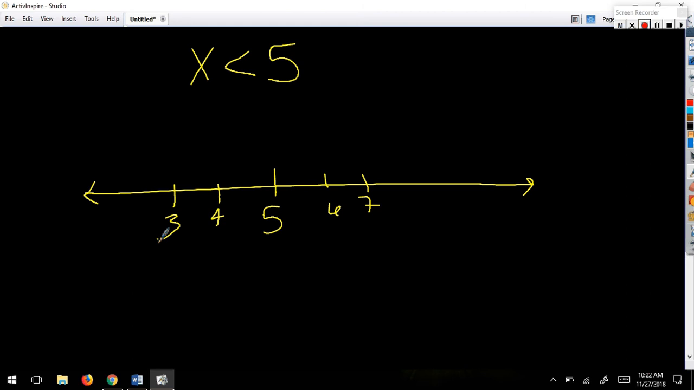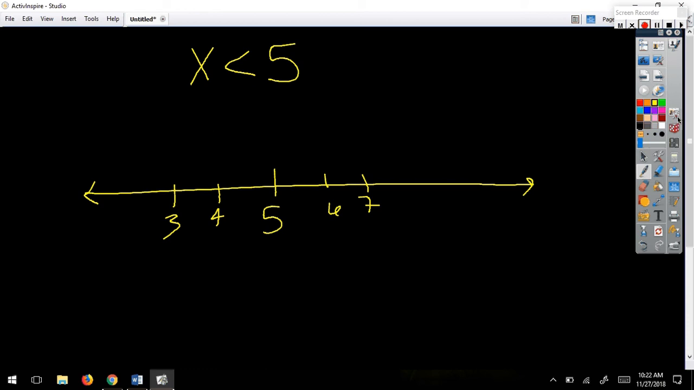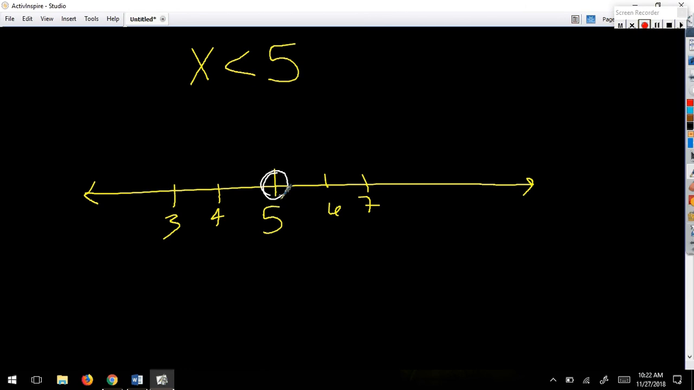All right, where does the dot go? The dot goes at 5. It's open. Why? Because it goes to the left and the line is not under it, so it's open. And you go to the left, because it's less than.